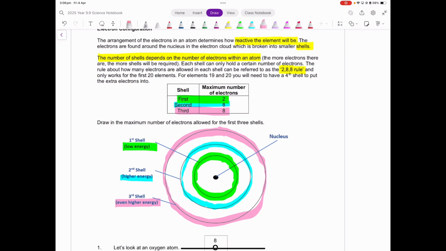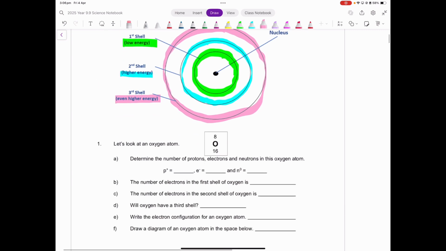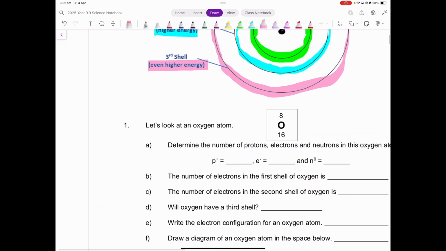So what we're going to do together now is have a look at oxygen. Let's break oxygen down together. This is oxygen as it appears on the periodic table. So what does this number up the top here represent? What is this number? The atomic number. Very good. So I'm going to get you to label that one in your book as well.